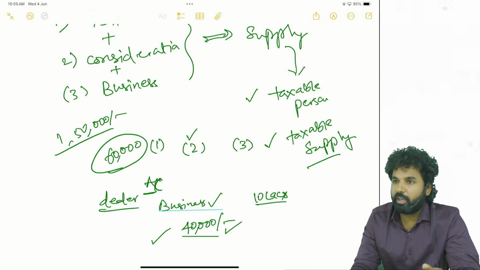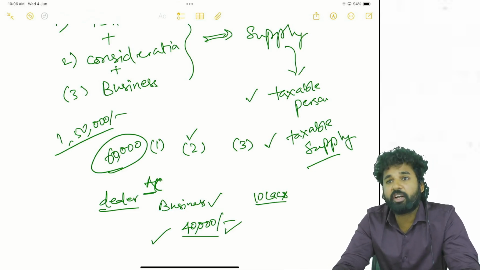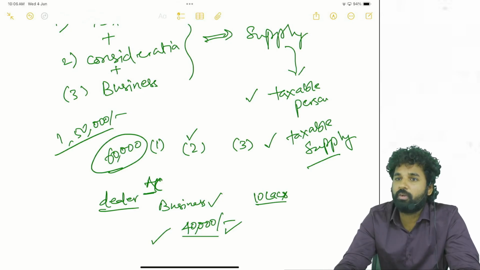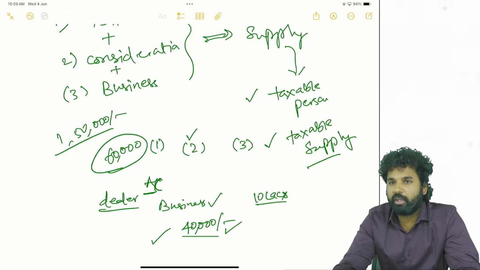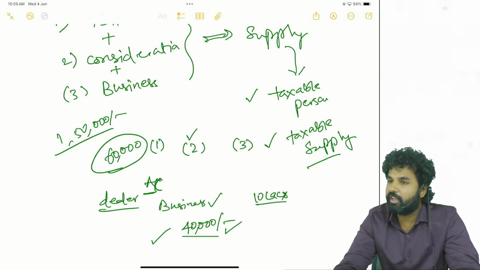Sometimes what will happen? It will be made by a taxable person only. He is doing a good business, but sometimes that activity is not treated as taxable supply. It is an exempted supply. That means a lawyer, an advocate, is providing legal services. So legal services are under the exemption list.